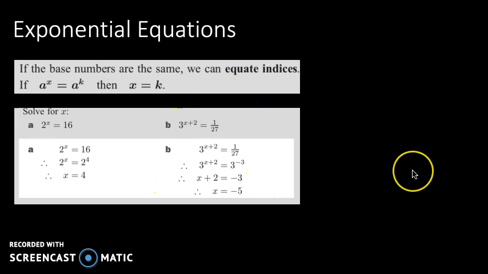Second example, 3 to the power of x plus 2 equals 1 over 27. So 27 you'll recognize is 3 to the power of 3, but there's 1 over, so there's going to be a negative in the exponent, giving you 3 to the power of -3 right here. And this side is going to stay the same. But because our base on both sides is now 3, we can equate the exponents to get x plus 2 equals -3, and then we're just going to move this 2 to the other side to get x equal to -5.